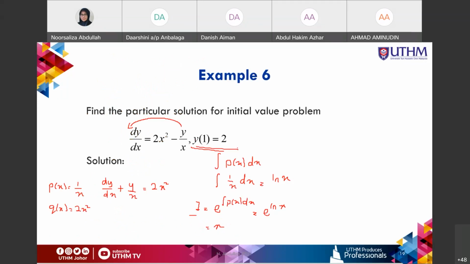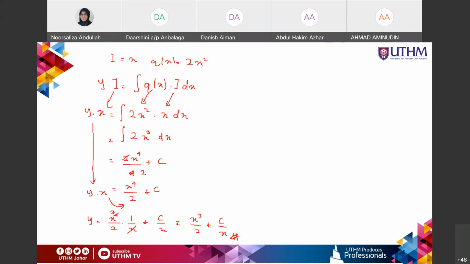So y(1) equals to 2. That means when your x equals to 1, y equals to 2.